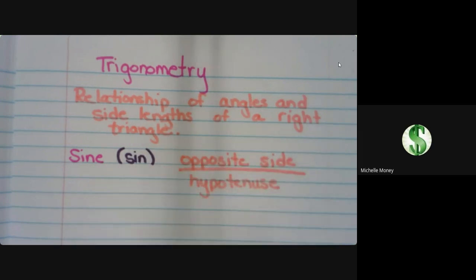So what we're looking for today is the different relationships. So the sine is going to be equal to the opposite side over hypotenuse. And you're just going to leave it as a simple fraction. We'll do some examples, of course.